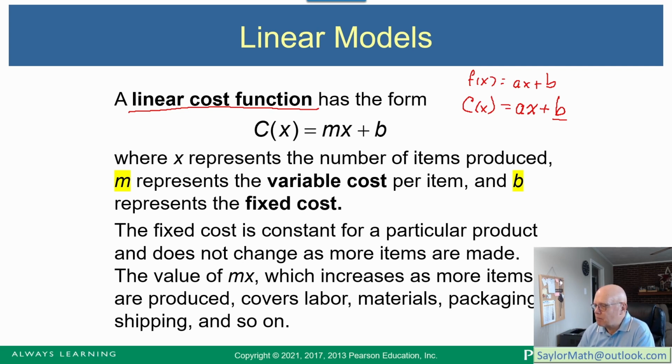Because remember, you're going to have to pay the employees, you're going to have to pay insurances, you're going to have to pay heating and lighting, all that sort of thing, regardless of how many TVs you put out today. This is going to vary according to how many TVs you make today. This is not going to vary. So this is variable, this is fixed. That's what all this represents. I'll let you read through this. It basically says the same thing.